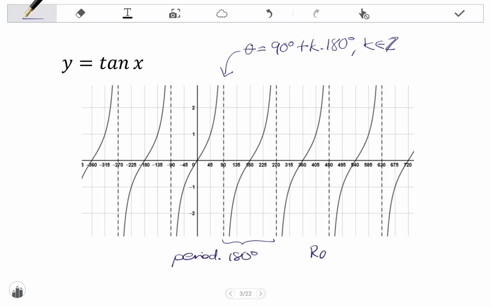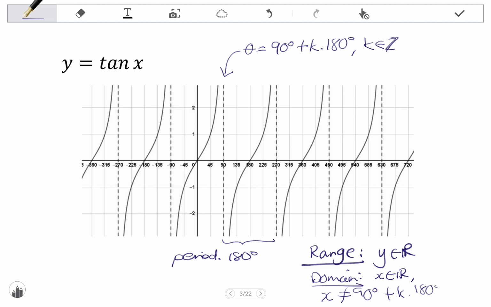Okay, so the range for the tan graph is the real number system. Y is an element of real numbers, whereas the domain, we have to exclude the values of the asymptotes. So we say x is an element of real numbers, but x cannot be 90 degrees or any if we add a multiple of 180 degrees to that 90 degrees. So these x values are excluded from the domain.